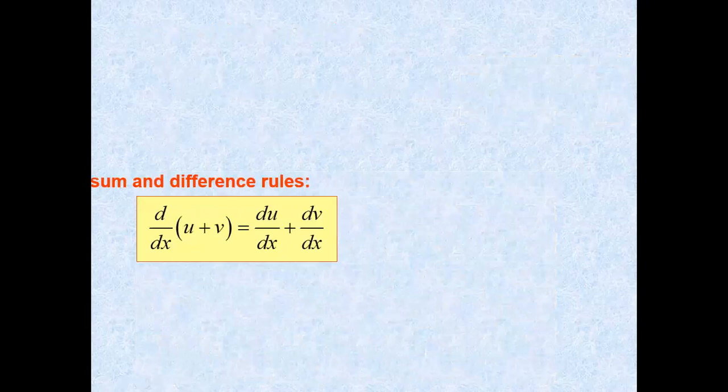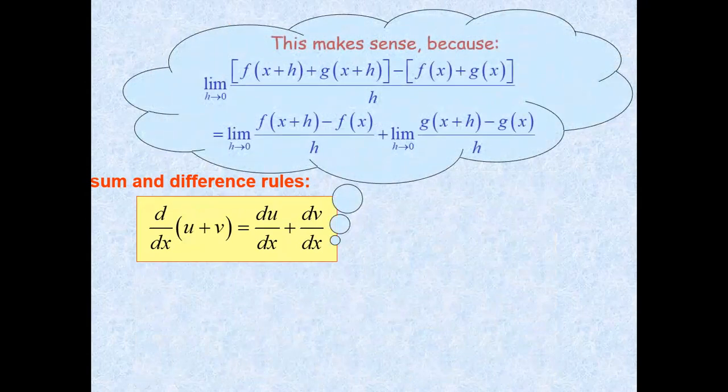If we see that we have two terms, f of x and g of x, and we say that f of x is u and g of x is v, the sum will be du over dx plus dv over dx. This makes sense because the limit as h tends to 0 of f of x plus h plus g of x plus h minus f of x plus g of x all over h will be the limit as h tends to 0 of f of x plus h minus f of x all over h, plus the limit as h tends to 0 of g of x plus h minus g of x all over h.